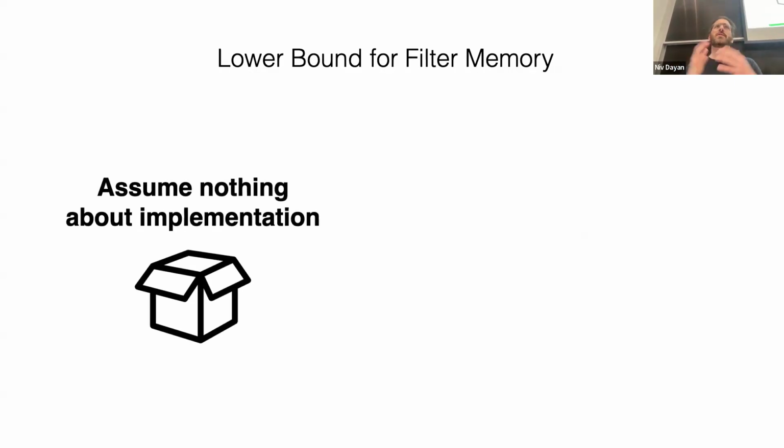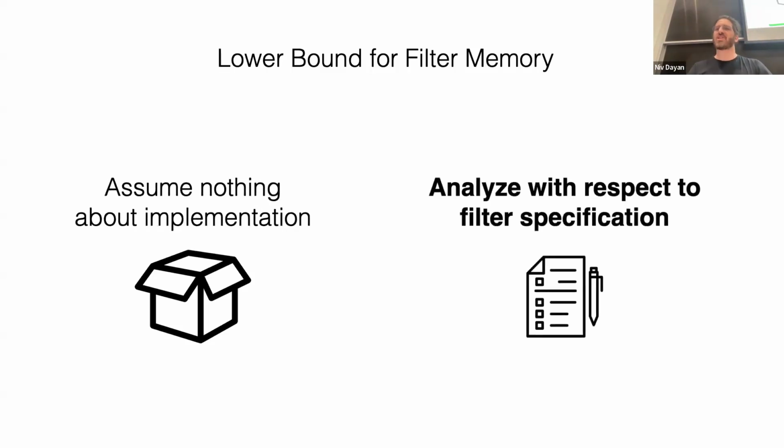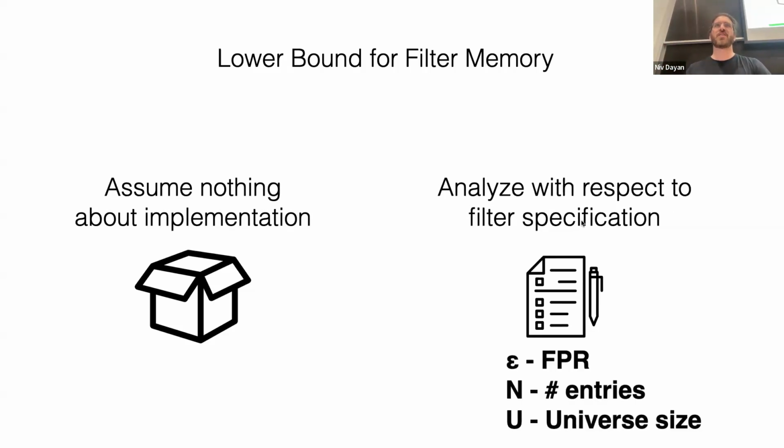So here's how you start reasoning about this. Our analysis is going to assume nothing about the implementation of the filter. So for all we care, we don't have a Bloom filter. We just have an abstract filter, and we just know its specification. And we're going to reason about that filter in terms of its specification, but not with respect to its internal implementation. And what do we need to know about its specification?